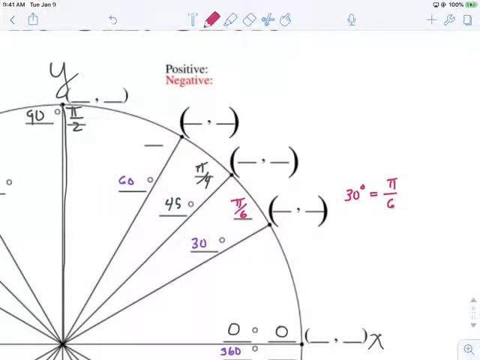Next one, pi over 4. The next one, let's see. What is the next one? 60 degrees is what in radians? Well, how many of those do I need to get to 180? 3, right? 60, 120, 180. So that must be pi divided by 3.